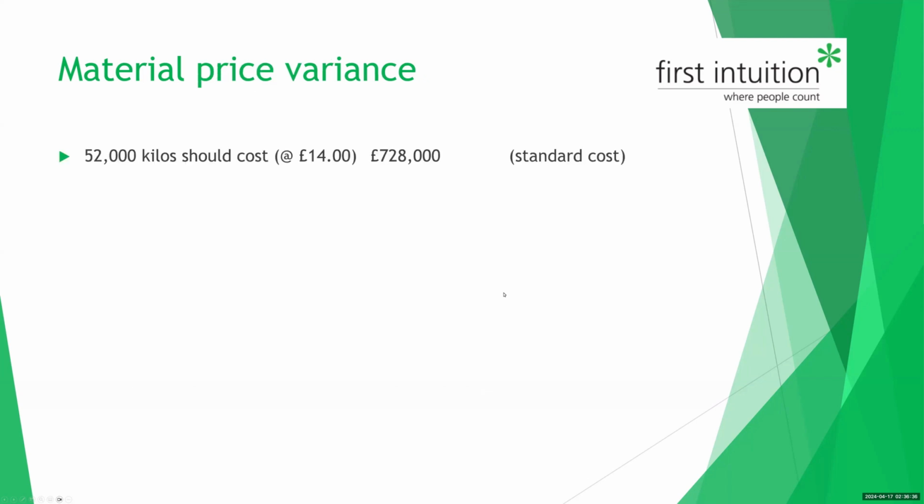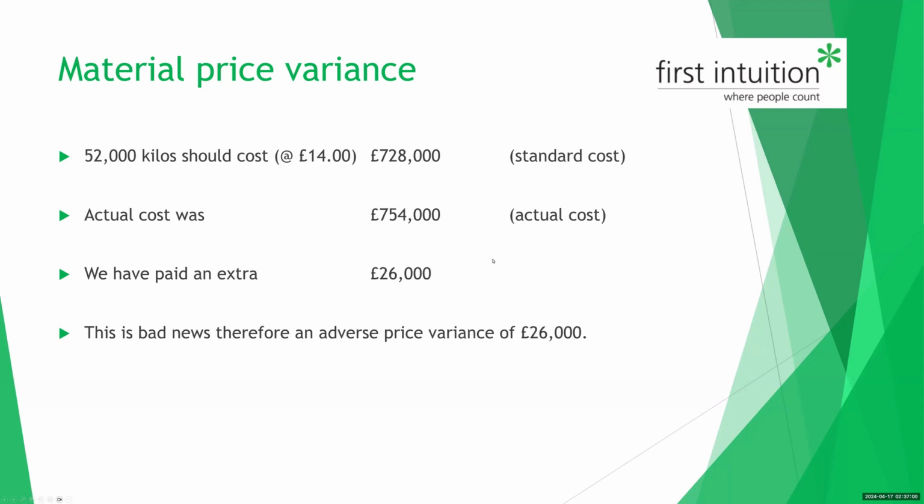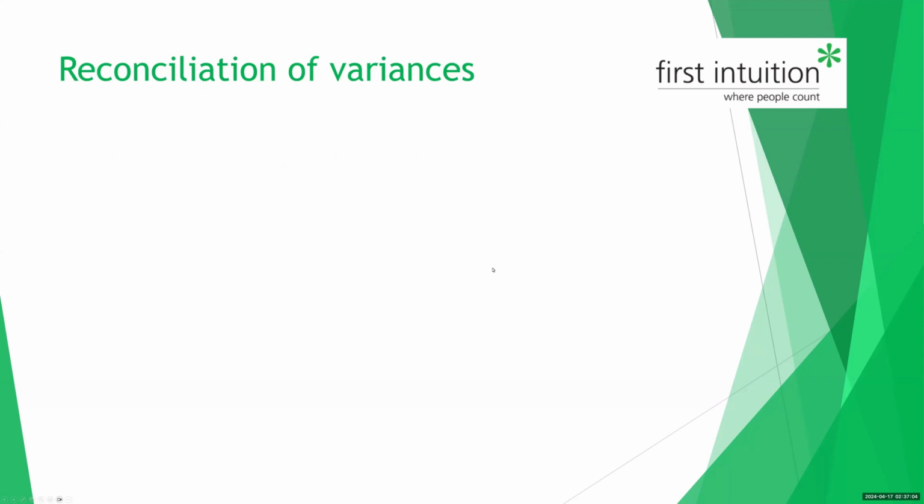Now, 52,000 kilos that we've bought, the actual amount that we've used at £14 should cost us £728,000. Now we'll deal with any difference in the price that we've paid. We actually paid £754,000 for something that should have cost £728,000. Obviously, that's bad news. An extra £26,000, an adverse price variance.